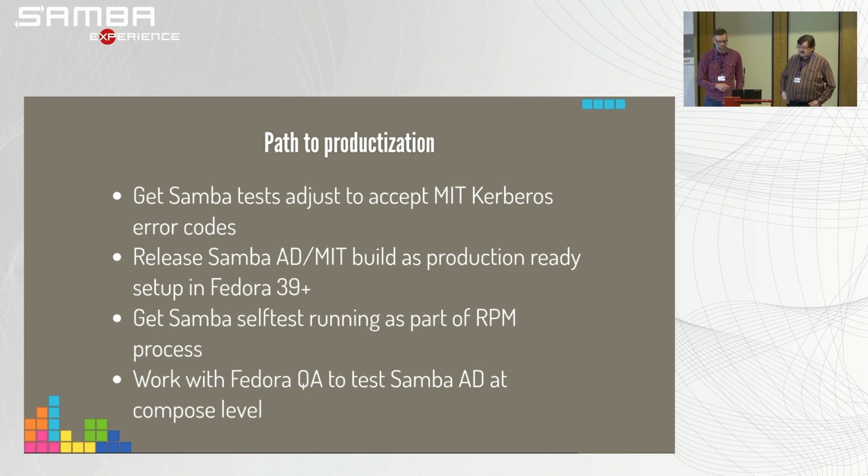We want to get Samba AD with MIT into a state where we can say, in Fedora at least, that it's a supported configuration so that users can rely on it in the releases. And for that, we have a few things to do. One of them is we already run the Samba test suite as part of the RPM build process, but it's not hooked into the compose testing and not gating Fedora releases. But we do this for FreeIPA, so we have some experience with it. And we need to work with Fedora QA to get the same for Samba AD.